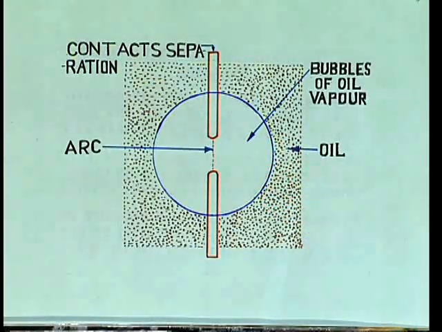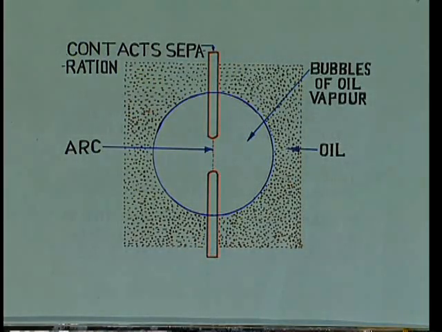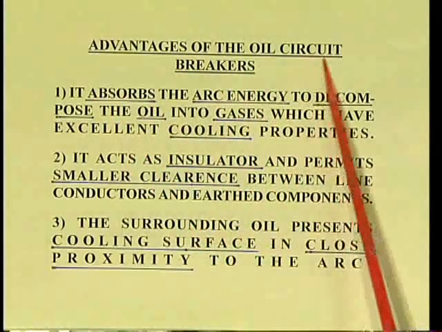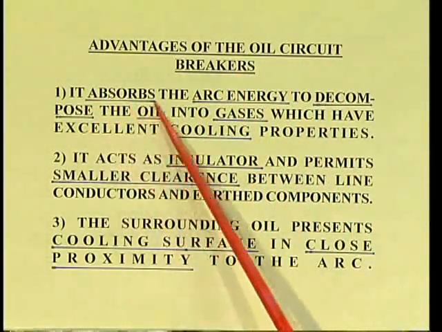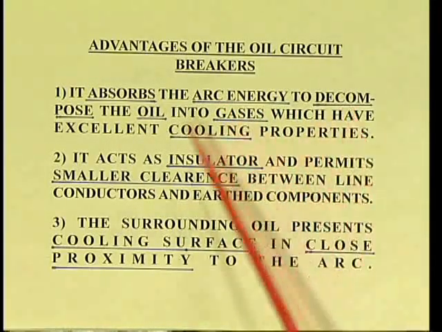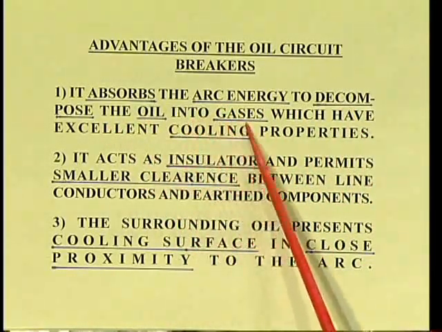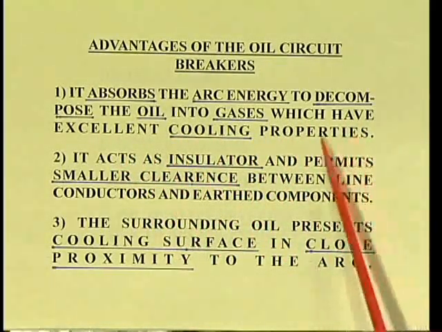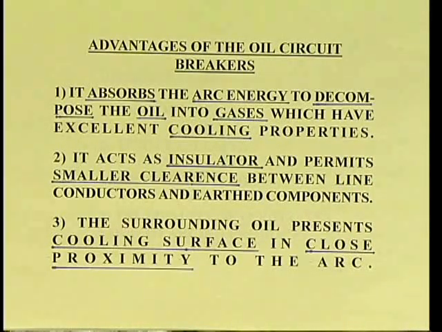So the advantages and disadvantages of oil circuit breakers are like this. First, the advantages of oil circuit breakers. It absorbs the arc energy to decompose the oil into gases which have excellent cooling properties. That means the hydrogen gas, which has high conductivity, therefore has excellent cooling properties.